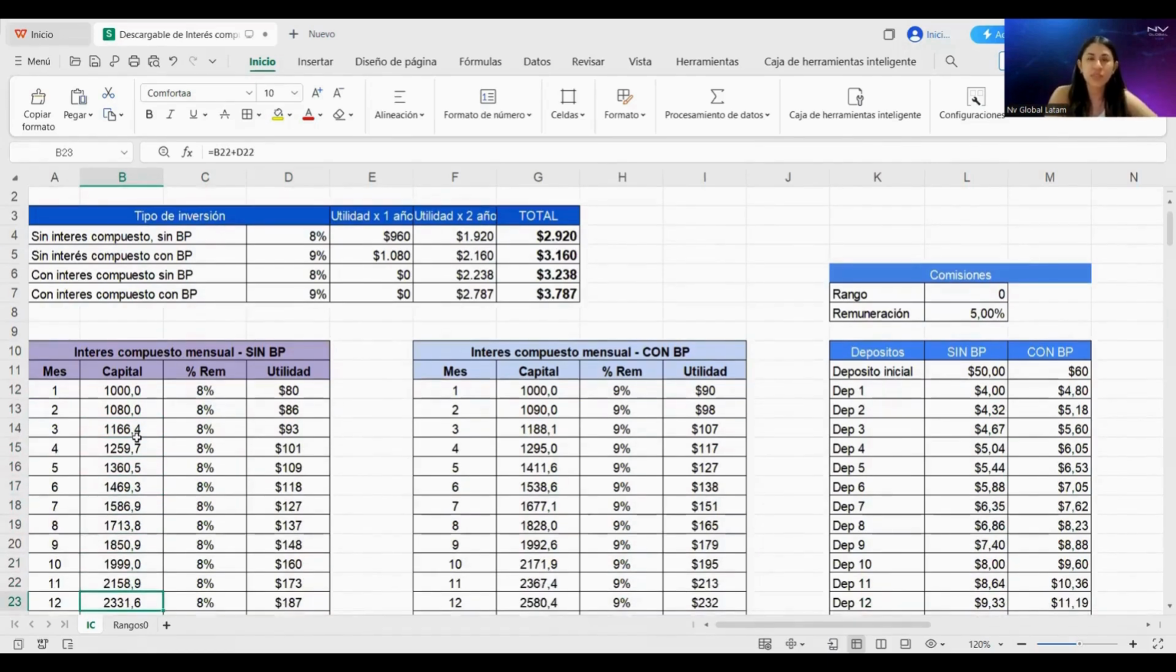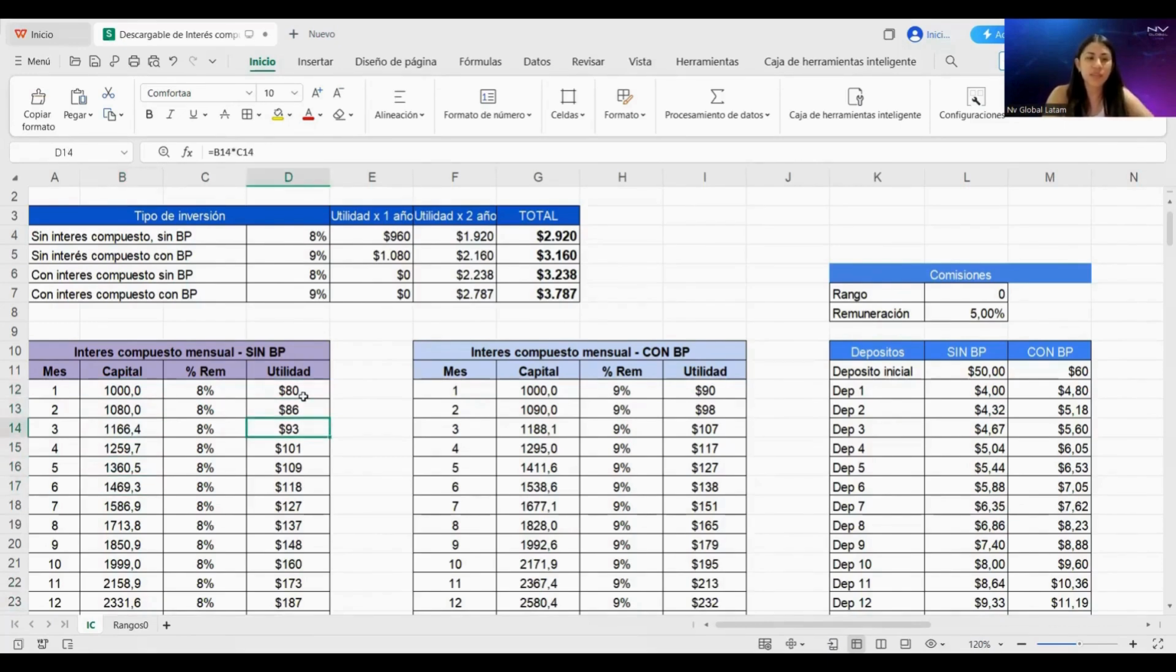Why are we going to do it for 12 months? Because we are going to have the money working for 2 years. At the end of these 2 years, there will be no more money left in NV Global for this case, okay? So during these first 12 months, all the profits are reinvested. First 80, 86, 93, 101, 109, 118, and so on.